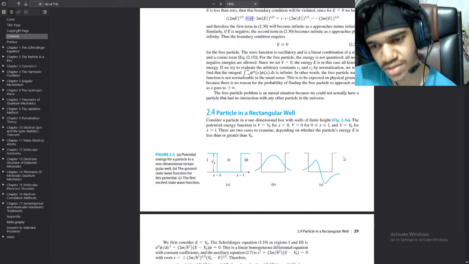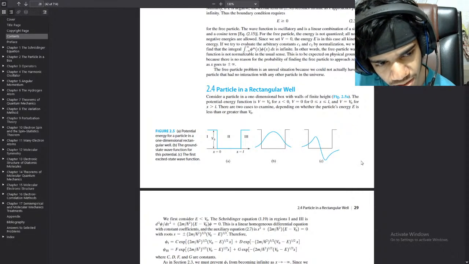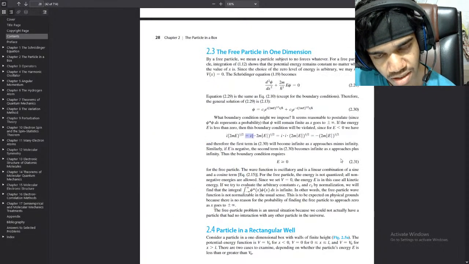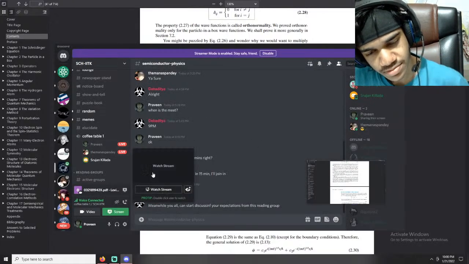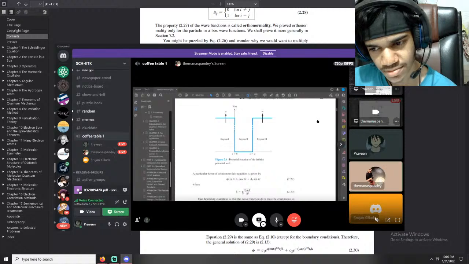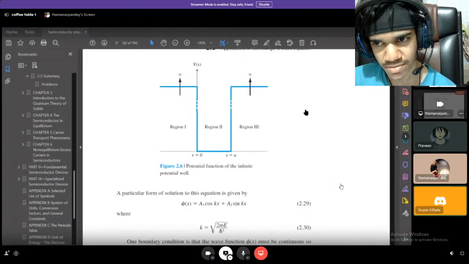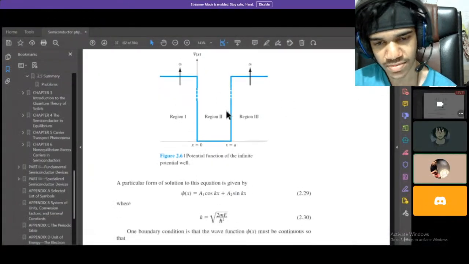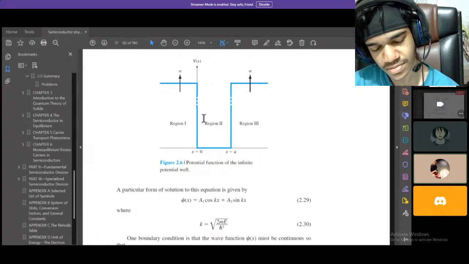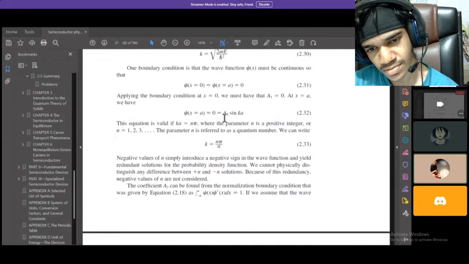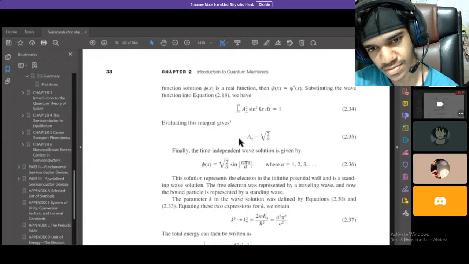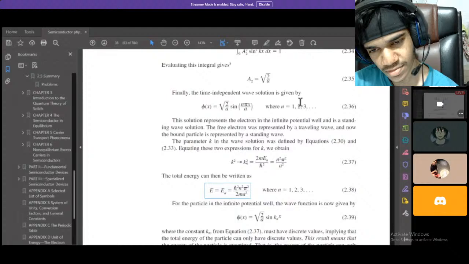Actually, I doubt, because here it is the infinite potential well. You can see my screen. So in this, here it is the infinite well. The graph is not given, I think it's Niemann, but here it should be zero.